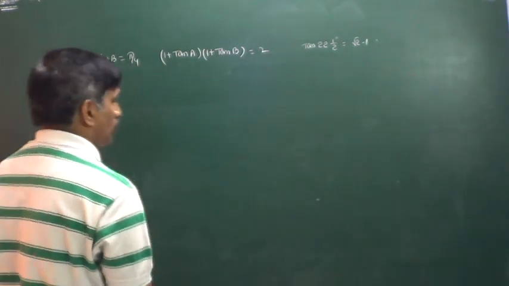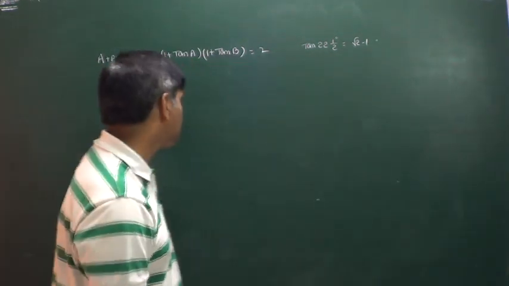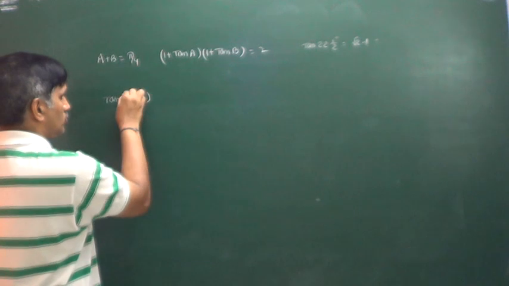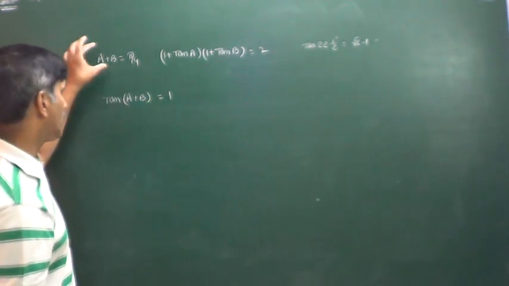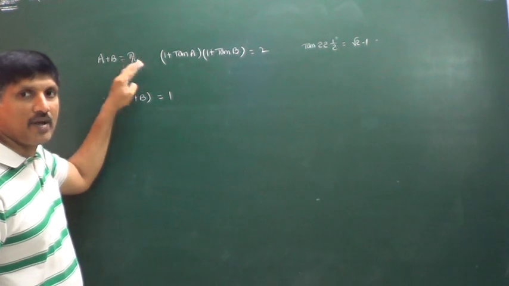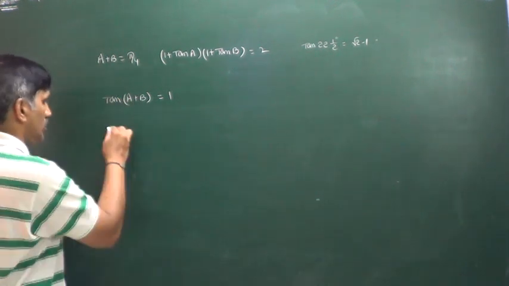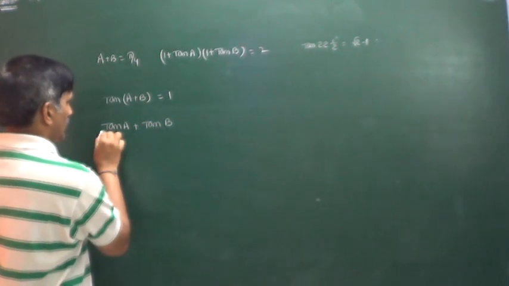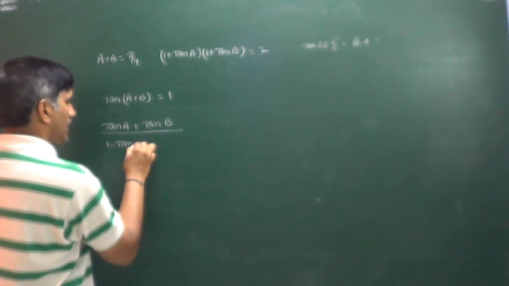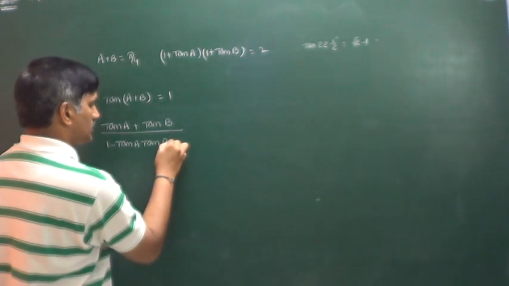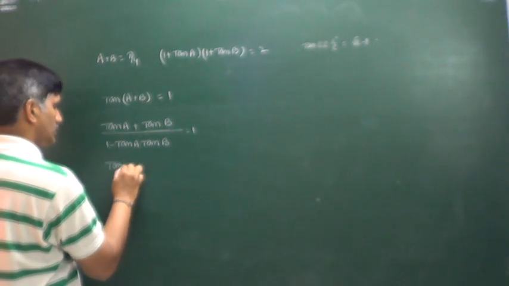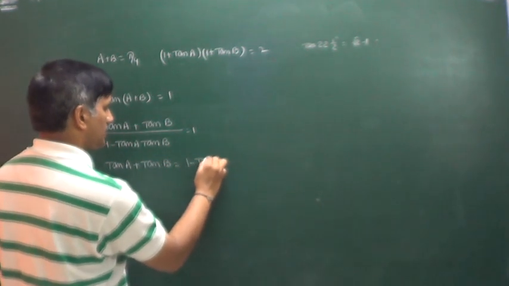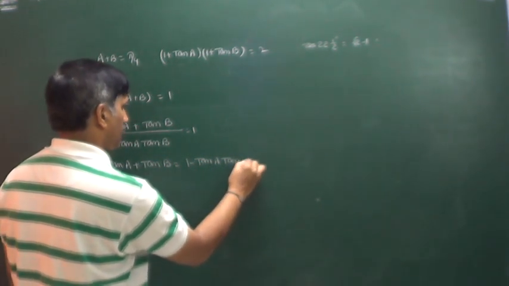Okay, how to show that 1 plus tan A into 1 plus tan B is equal to 2? Observe here, the given information is that A plus B is equal to 45 degrees. Applying tan on both sides, tan of A plus B is equal to 1. Now what is the formula for tan A plus B? Tan A plus tan B divided by 1 minus tan A into tan B is equal to 1. Now we can write this as tan A plus tan B is equal to 1 minus tan A into tan B, right?